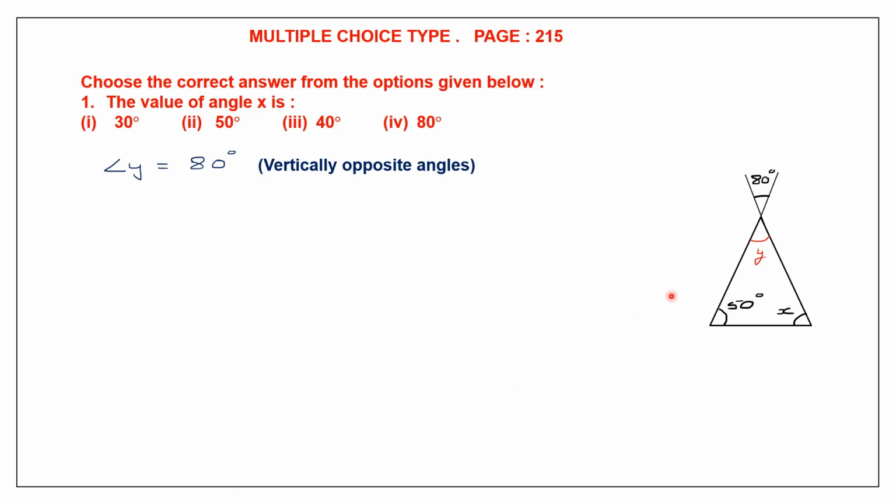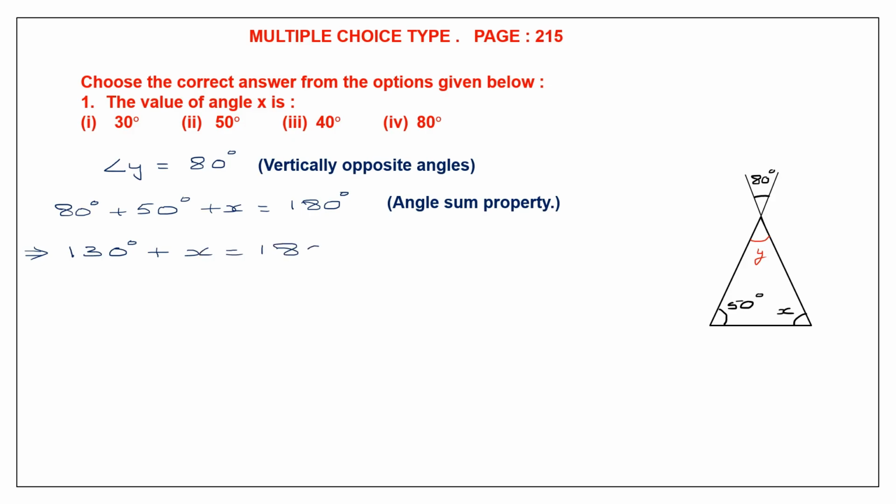Now, since we know the value of y is 80, this is 50. Now we can find the value of x. How can we do that? We can say 80 degrees plus 50 degrees plus x is equal to 180 degrees using the angle sum property. Now let's continue. Now this is an equation. 80 plus 50 is 130 degrees plus x is equal to 180 degrees.